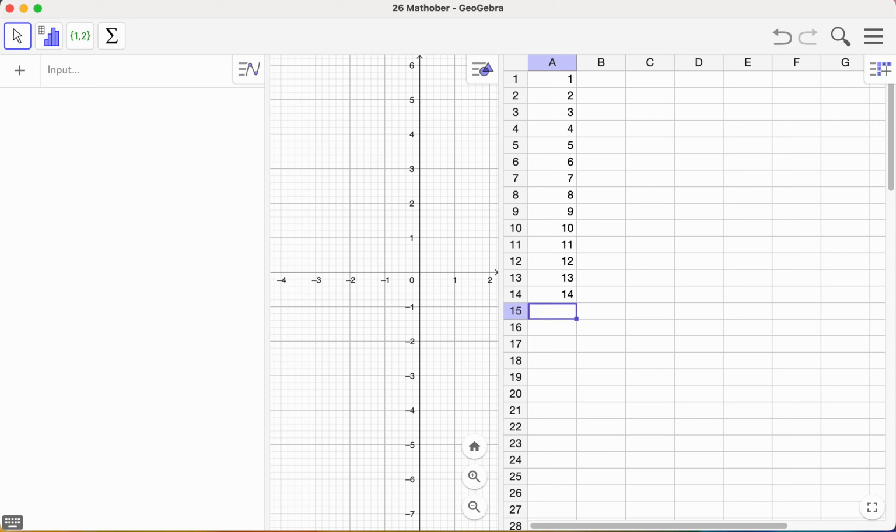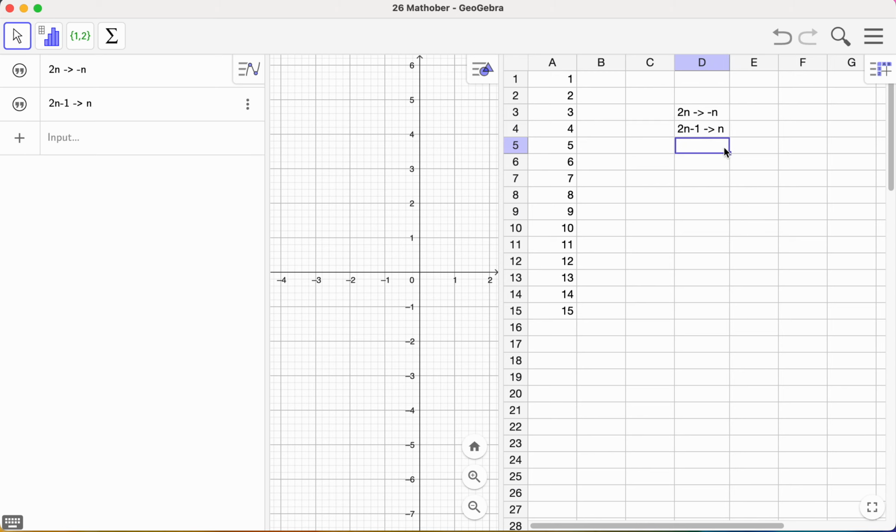So it's got input values like this, and the function that I'm looking for is: if it's an even input, it goes to minus n, and if it's an odd input, n minus 1, it goes to n, right? So in this case, 2 goes to 1, 4 goes to 2, etc.